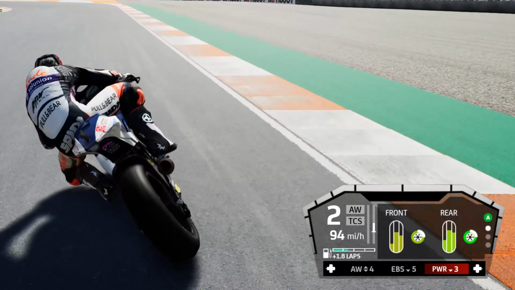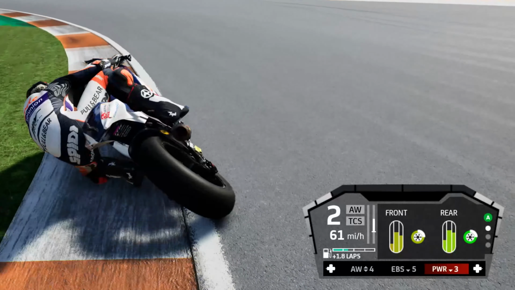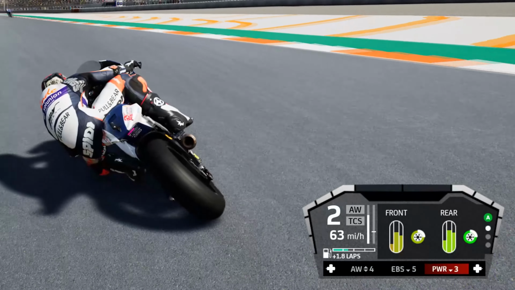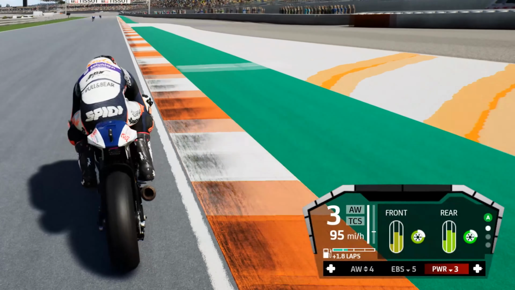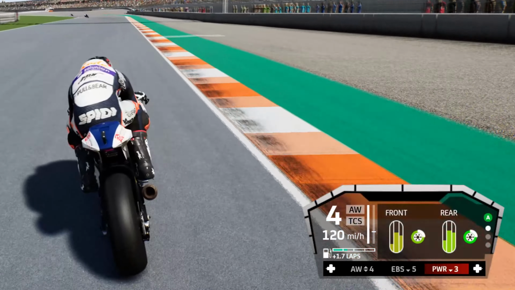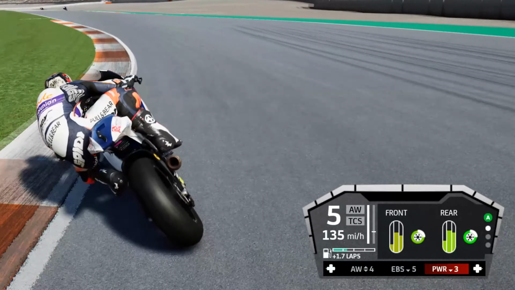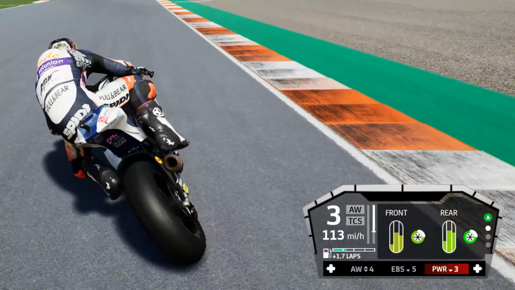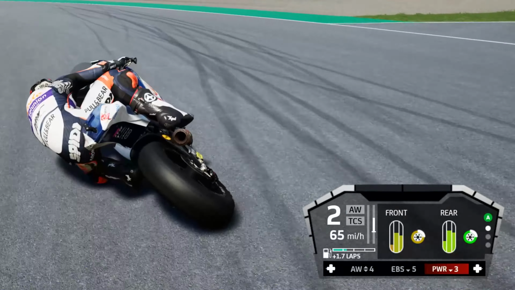But all I will say, guys, is everything such as the braking, the acceleration and the bike control does take time to get used to. So don't expect immediate results. Keep putting the effort in, keep challenging yourself and keep trying, and you'll eventually get there.